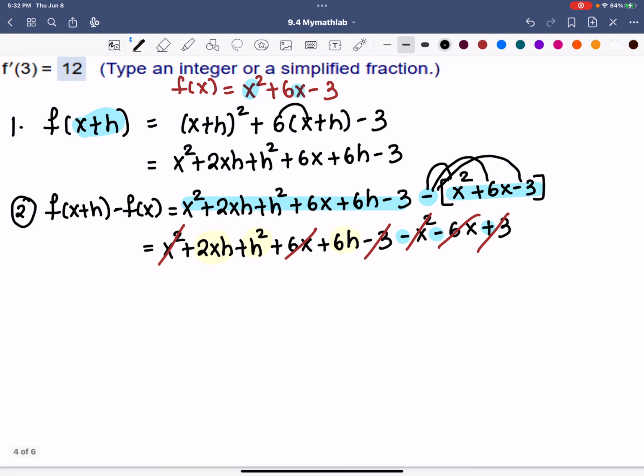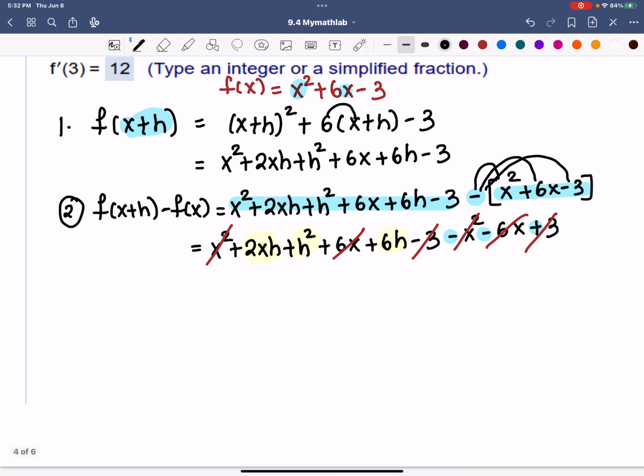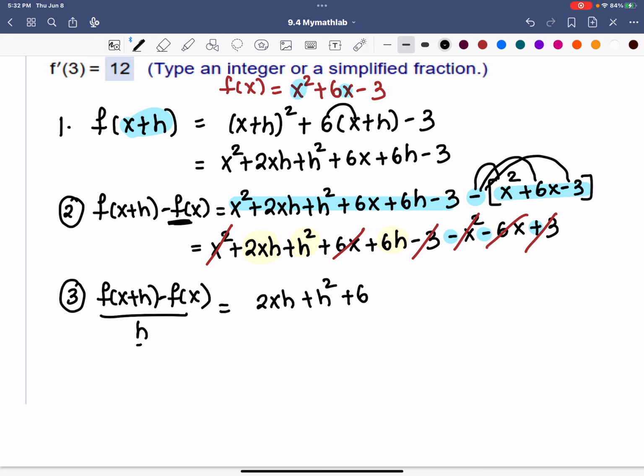What about step 3? You don't have to write all of this if you know what the steps are. Step 3 is dividing by h. So step 1 is finding f of x plus h. Step 2 is subtracting. Step 3 is dividing. Step 4 is plugging in the limit. So this is 2xh plus h squared plus 6h divided by h.